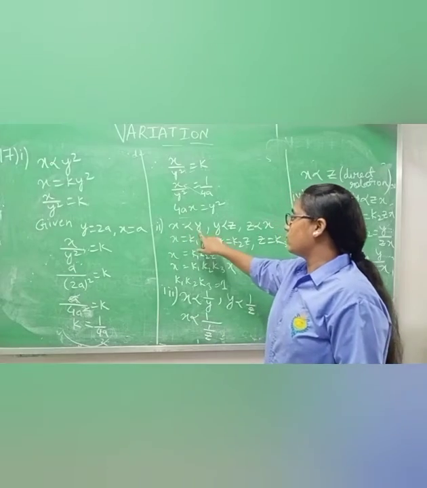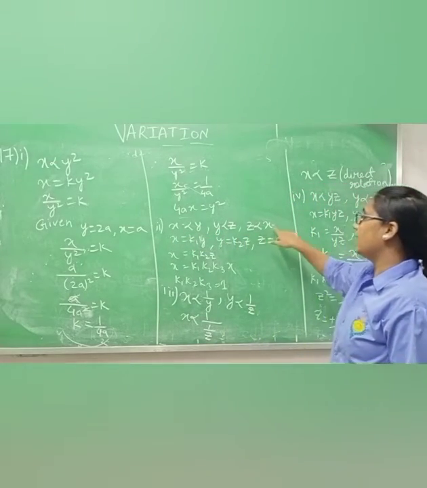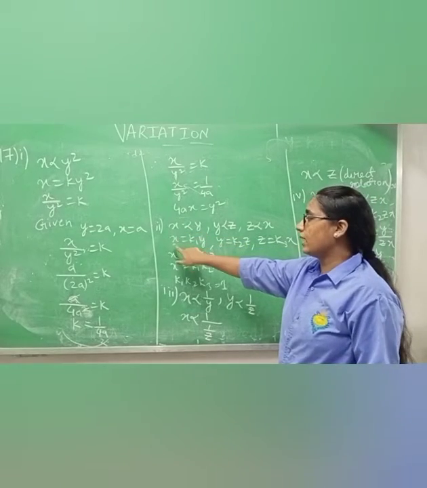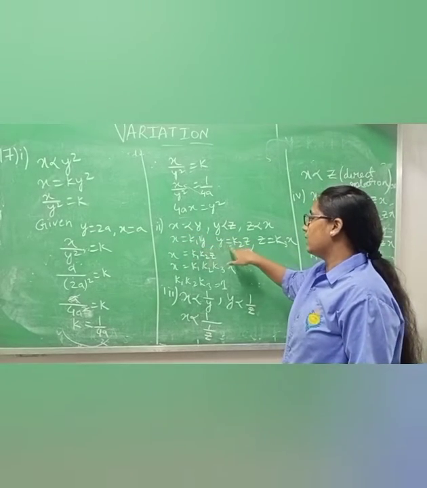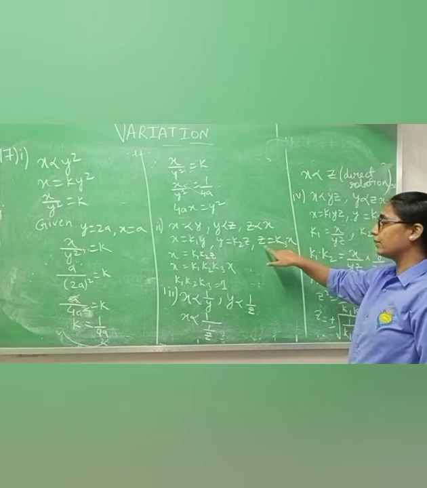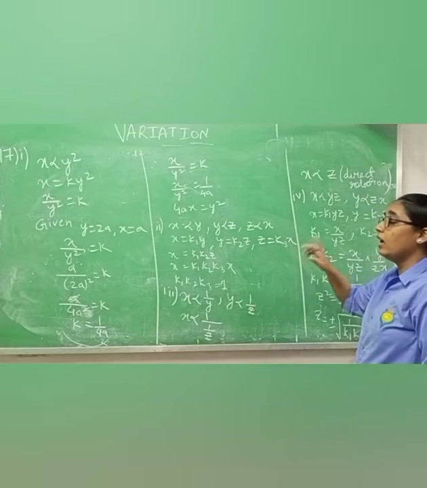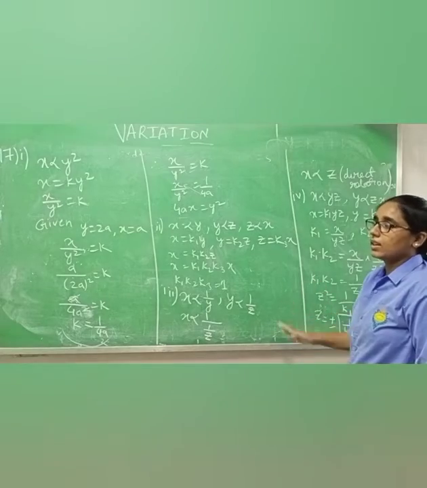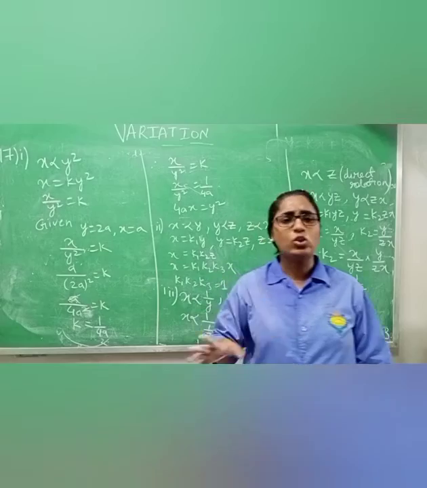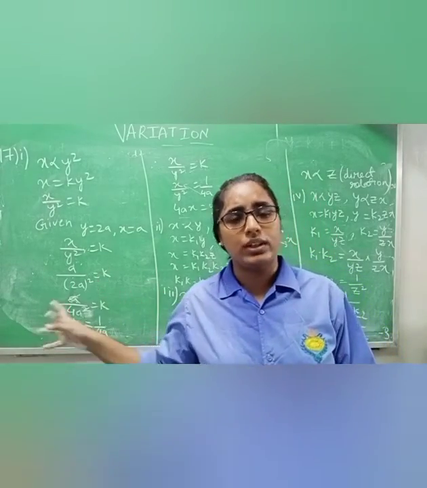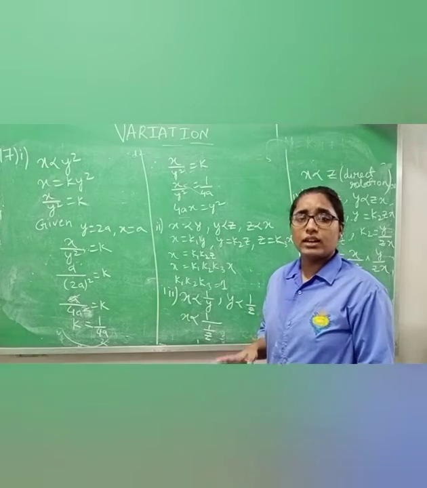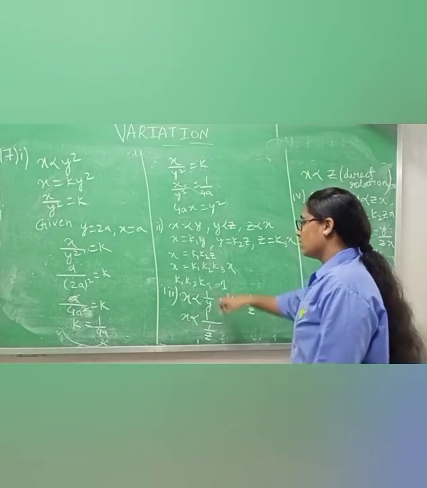Now x varies with y, y varies with z, z varies with x. Now I am removing this sign and giving equals to: x equals k1y, then again I am removing this sign, y equals k2z, then again I am removing and giving z equals k3x. I am telling you again and again, class 10, wherever you are writing k, k1, k2, any constant, please write k equals variation constant, k2 equals variation constant. Please write this, otherwise you will not get full marks.